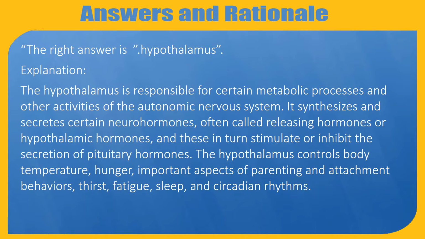Explanation: the hypothalamus is responsible for certain metabolic processes and other activities of the autonomic nervous system. It synthesizes and secretes certain neurohormones, often called releasing hormones or hypothalamic hormones, and these in turn stimulate or inhibit the secretion of pituitary hormones. The hypothalamus controls body temperature, hunger, important aspects of parenting and attachment behaviors, thirst, fatigue, sleep, and circadian rhythms.